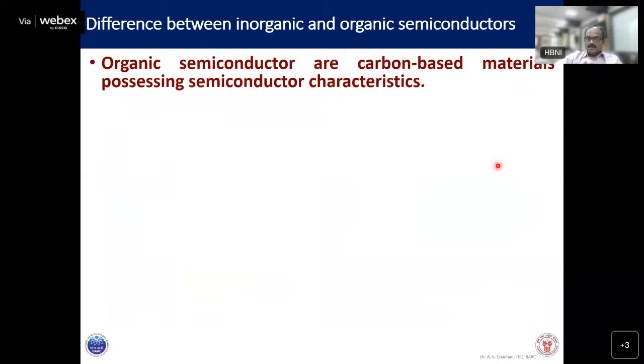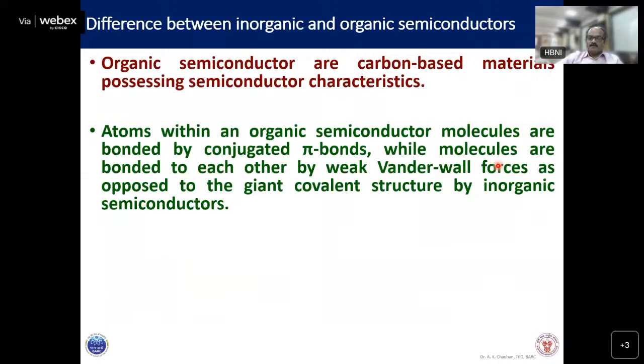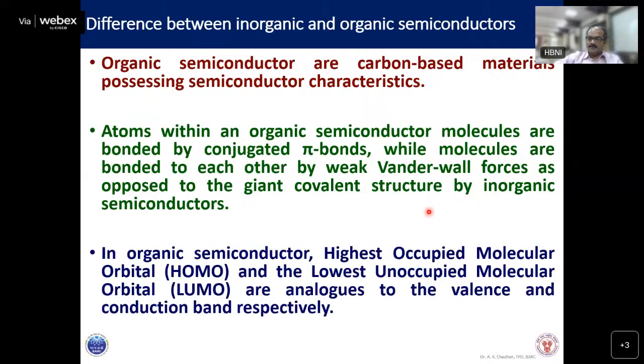So just to summarize, organic semiconductors are carbon-based materials possessing semiconductor characteristics. Atoms within an organic semiconductor molecule are bonded by conjugated pi bonds, while molecules are bonded to each other by weak van der Waals forces, as opposed to the giant covalent structure in inorganic semiconductors. So that is a major difference between organic and inorganic semiconductors. In organic semiconductors, HOMO and LUMO are analogous to valence band and conduction band respectively.